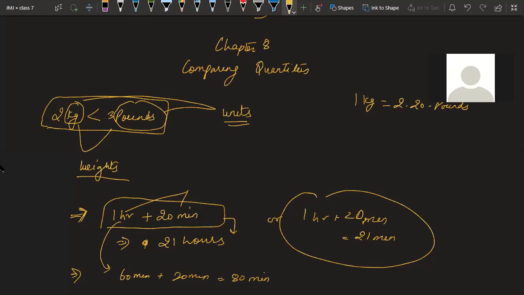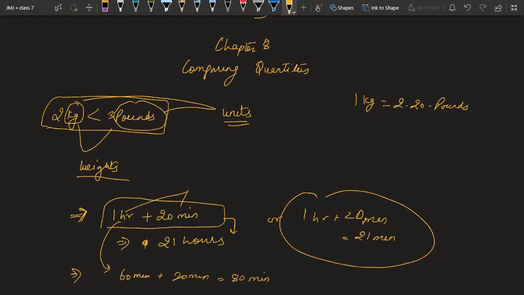Same way. Okay. So this is the basic concept of this chapter, comparing quantities, where we will be comparing quantities of different units and we will try to understand how to compare them effectively. Okay. So let's see some examples more.